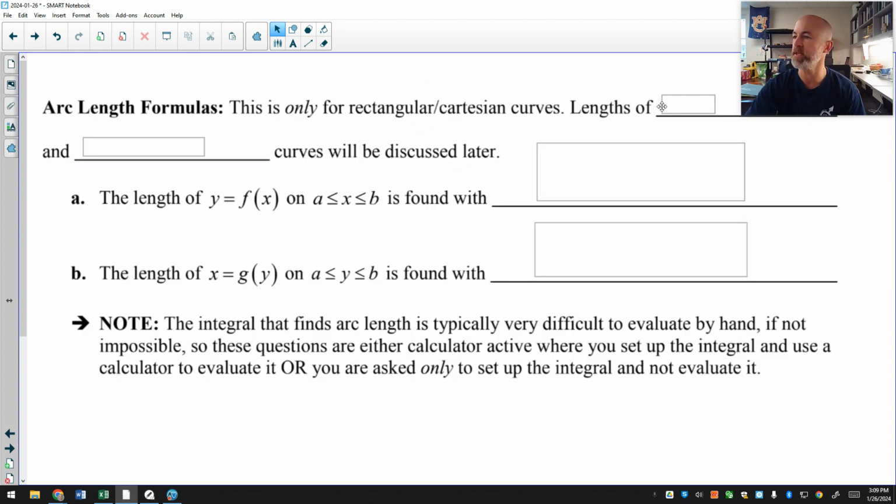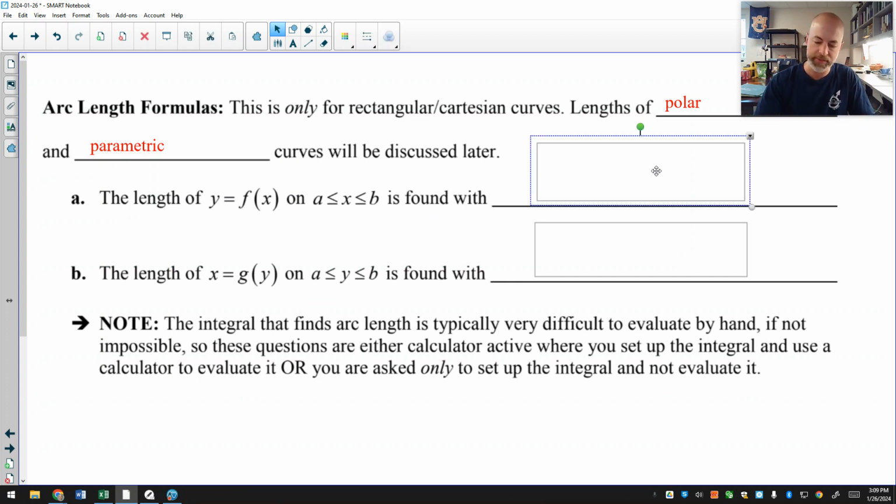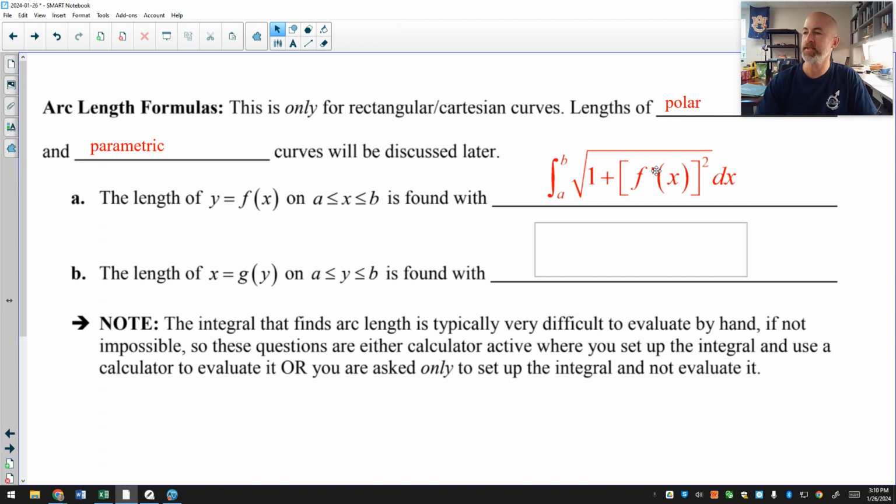So arc length formulas, do keep in mind we are not looking at polar and parametric curves yet. I will do that with my students later. And if you need to see it now, then you'll have to look up another video to get the polar and parametric tweak of these. And so we can find arc lengths of two different types of functions. The traditional one is y equals a function of x, and that is exactly what we were just looking at. And so that is the exact same formula we just wrote down, 1 plus f prime of x squared.